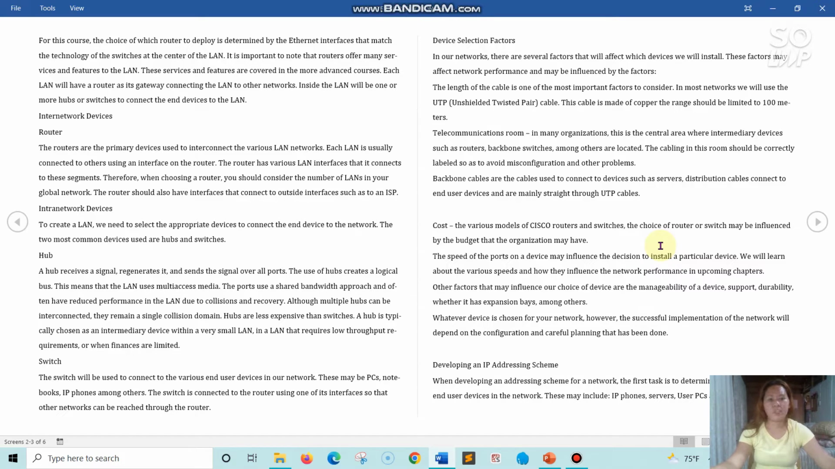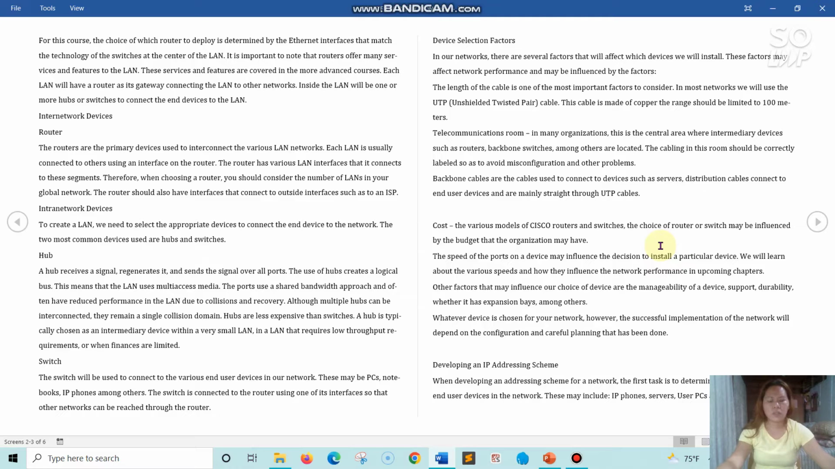In many organizations, the telecommunication room is the central area where intermediary devices such as routers, backbone switches, among others, are located. The cabling in this room should be correctly labeled to avoid misconfiguration and other problems. Backbone cables are the cables used to connect devices such as servers. Distribution cables connect to the user devices and are mainly straight-through UTP cables.